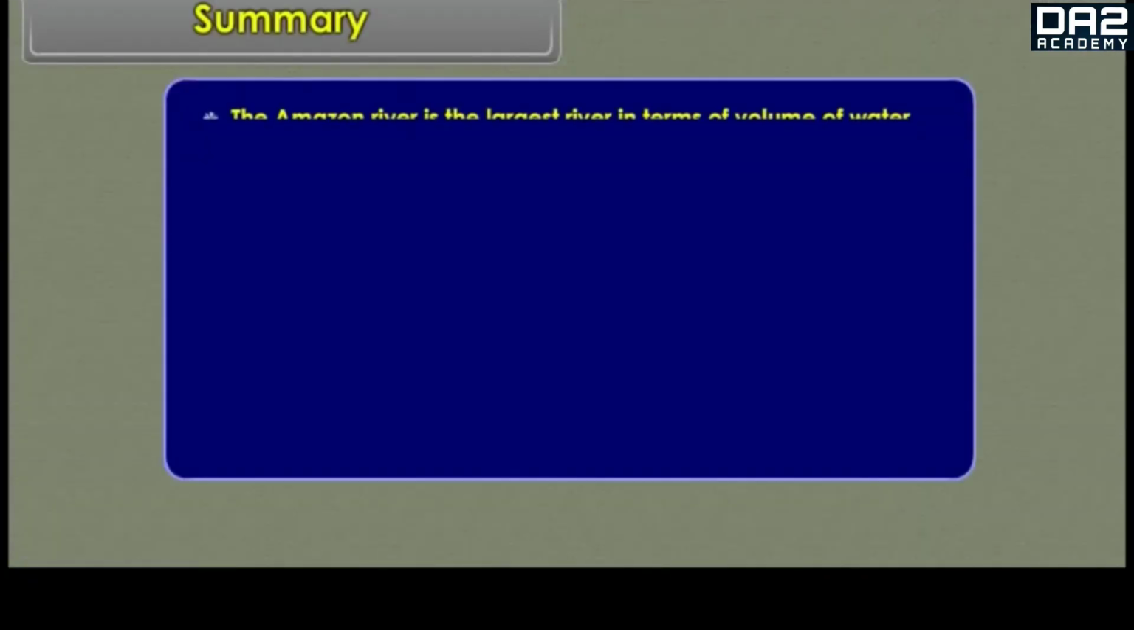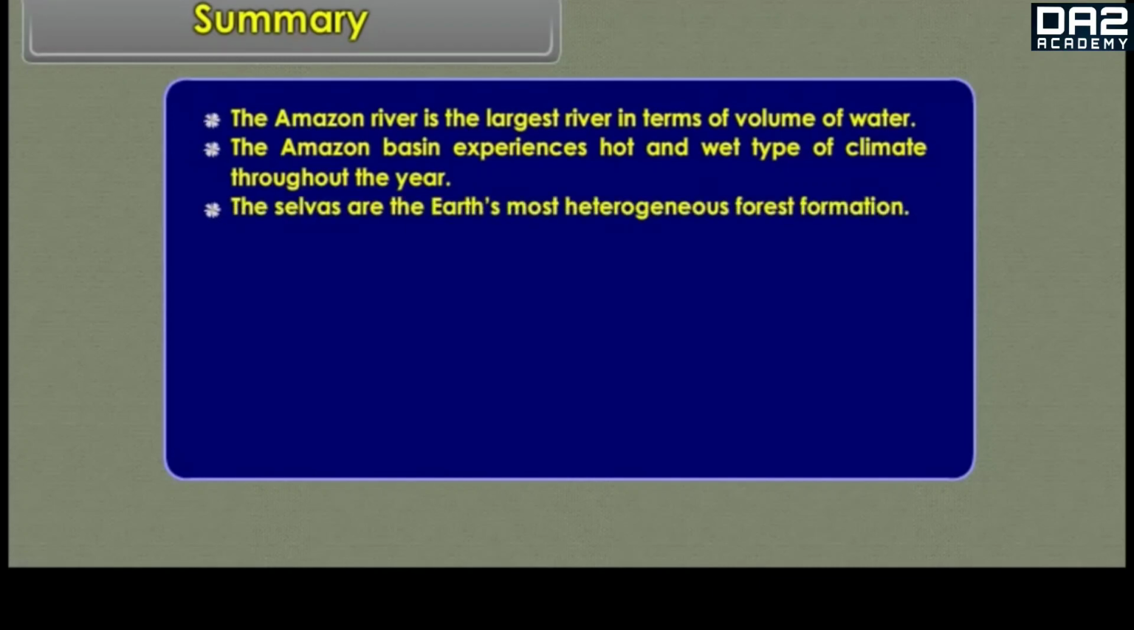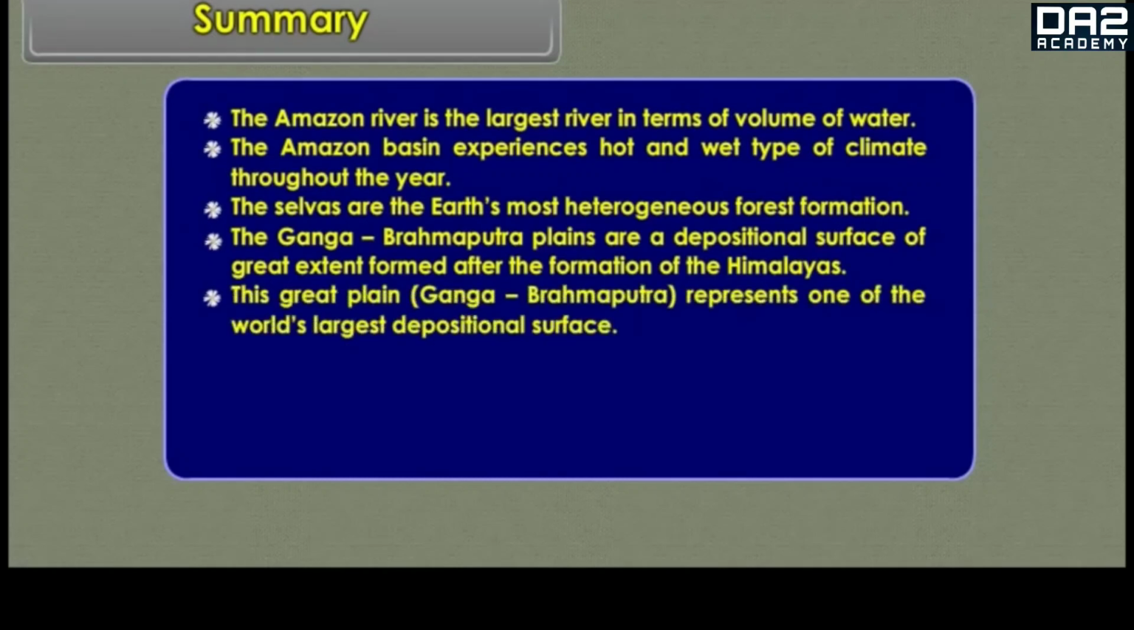Summary. The Amazon River is the largest river in terms of volume of water. The Amazon basin experiences hot and wet type of climate throughout the year. The selvas are the earth's most heterogeneous forest formation. The Ganga-Brahmaputra plains are a depositional surface of great extent formed after the formation of the Himalayas. This great plain represents one of the world's largest depositional surface.